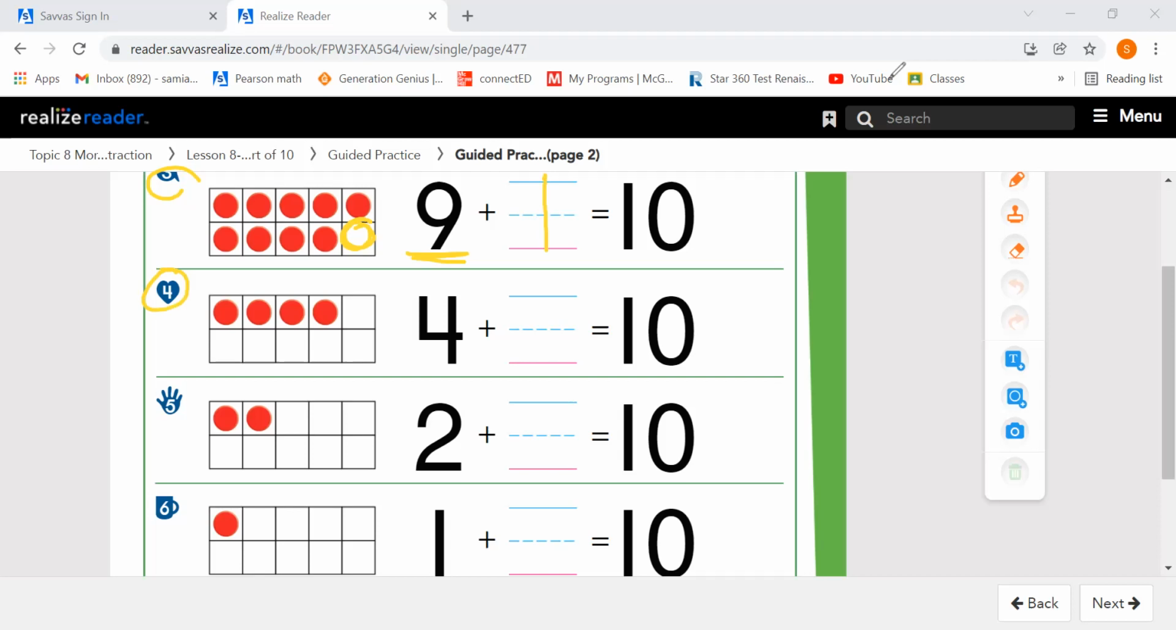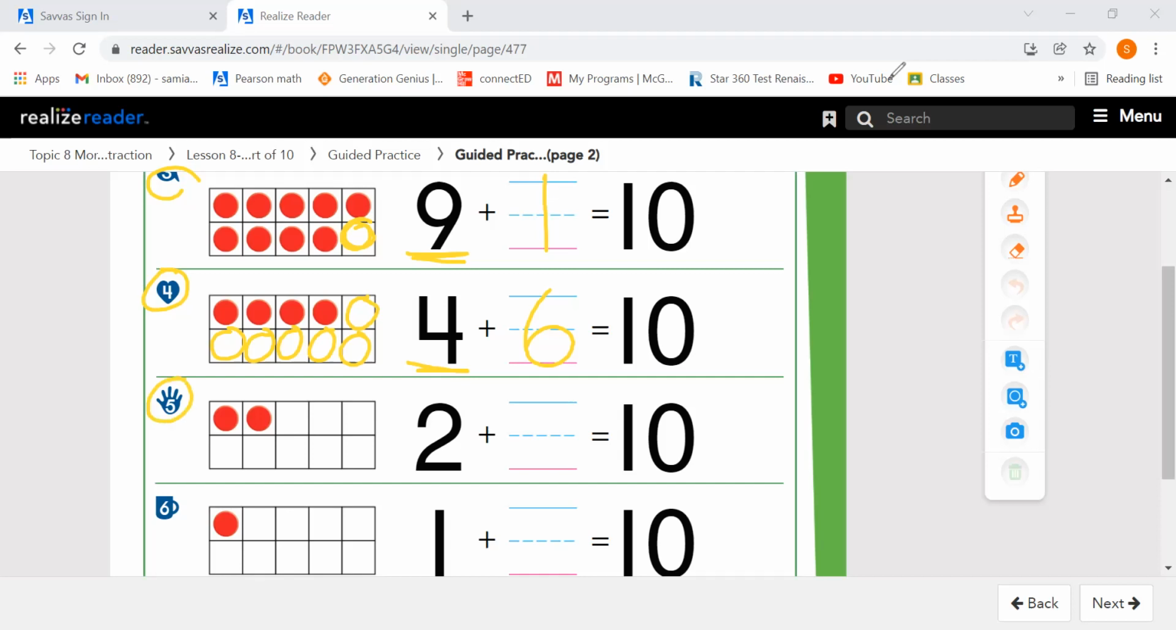Let's look at number 4. We have 4 red counters. Let's count on and add our yellow counters. So we start at 4. Everyone say 4. And as you write, you count on. 5, 6, 7, 8, 9, 10. We added 6 yellow counters.